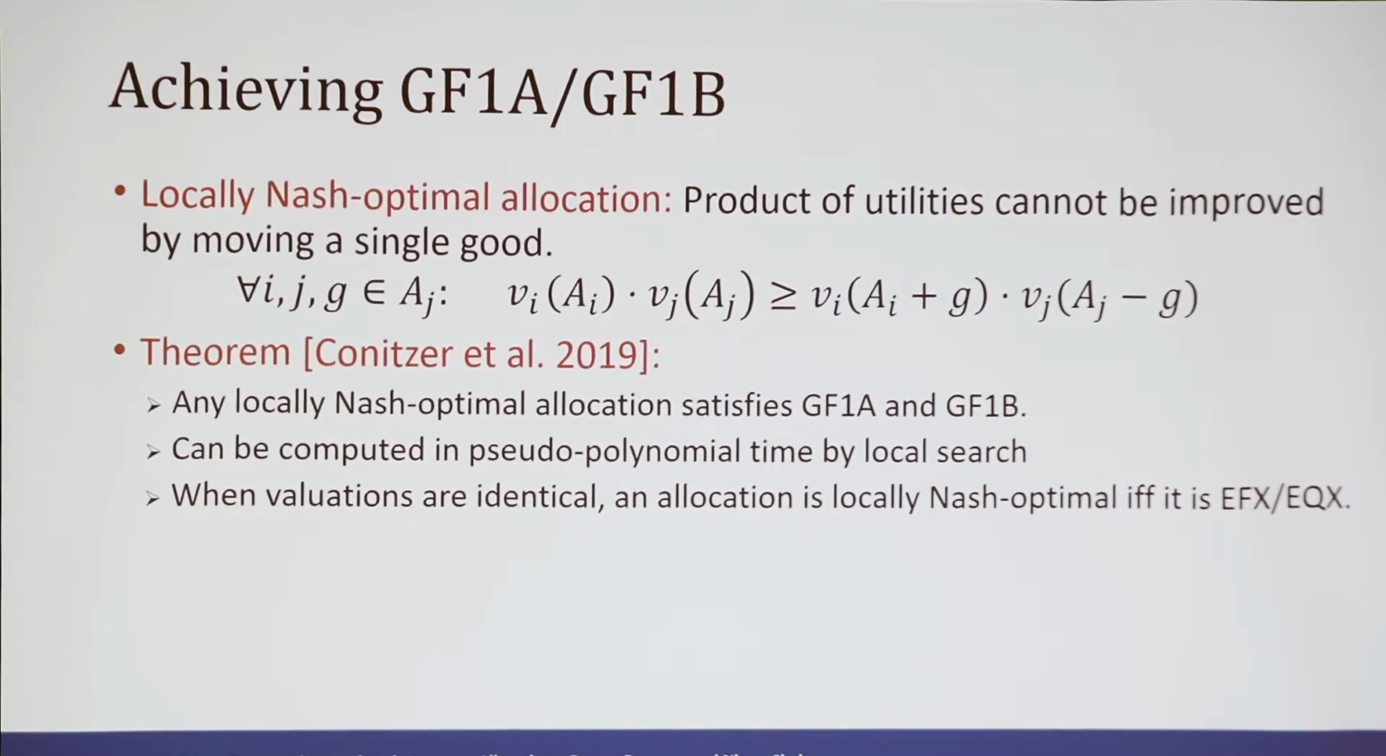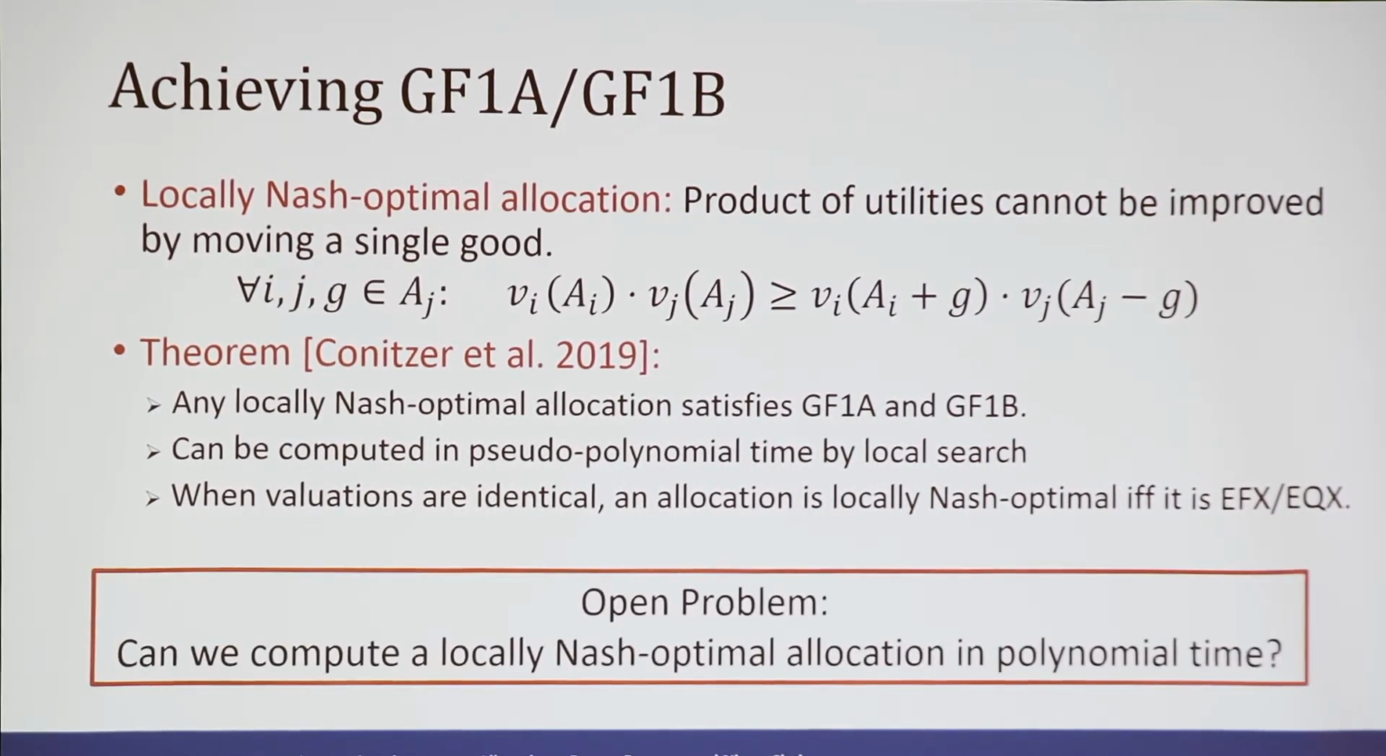Right, we can compute it in pseudo polynomial time by a local search algorithm. What we don't know is whether we can compute it in polynomial time. Right, so we don't know if we can compute a locally Nash optimal allocation in polynomial time. An easier question to resolve positively would be, can we even compute a GF1A and/or GF1B allocation in polynomial time?